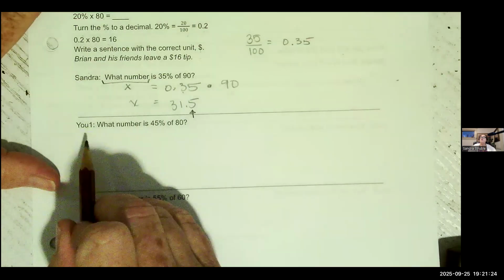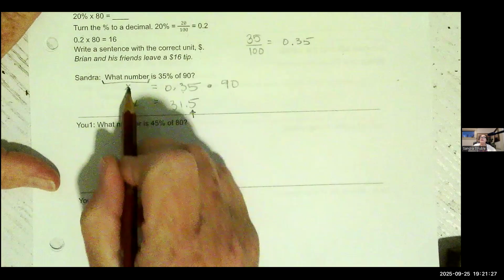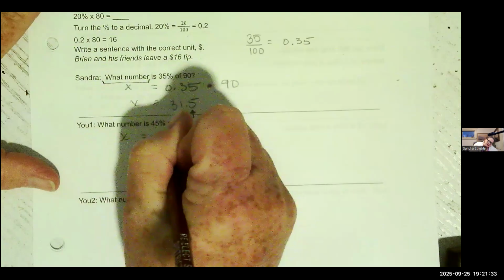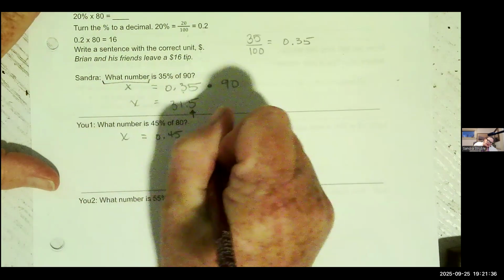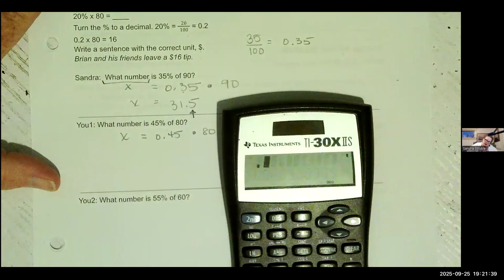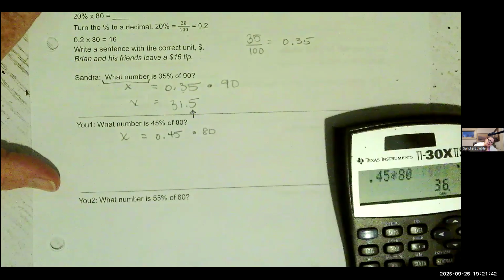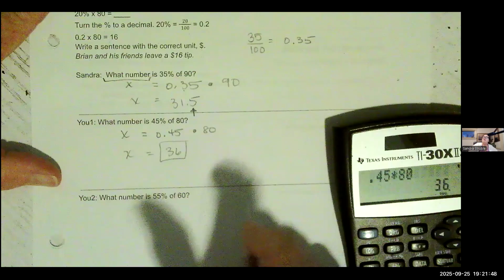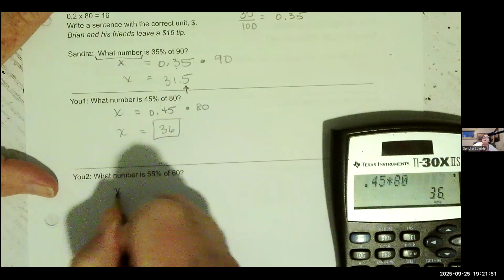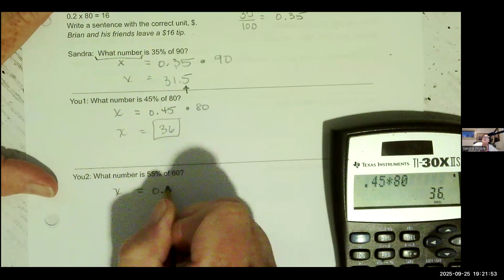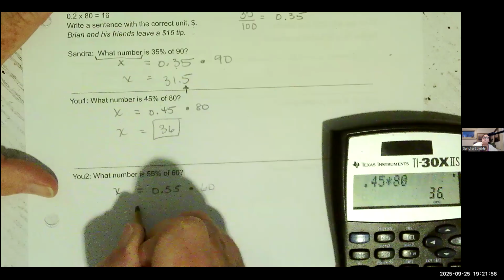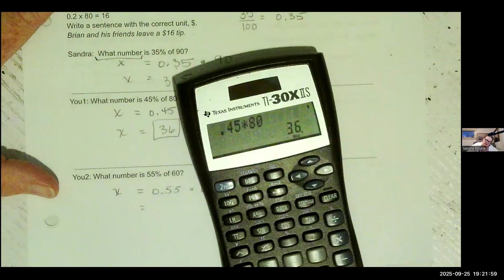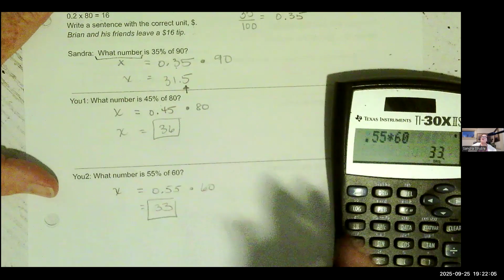All right. So for the first one, again, same thing, is equals. So what number is 45% of 80? And you just multiply 0.45 times 80. And I got 36. Okay. The next one, what number is 55% of 60? 0.55 times 60 is 33. So 33 is 55% of 60.